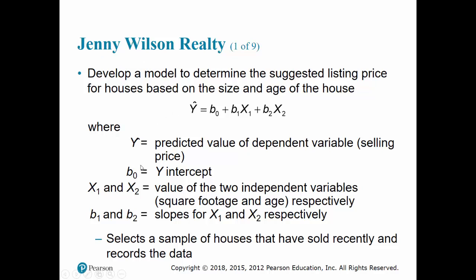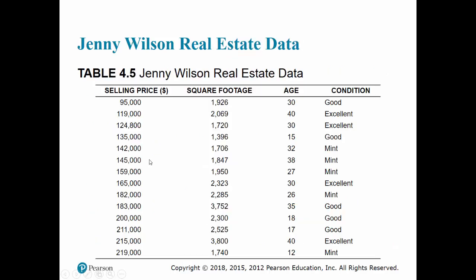And here we have the selling price of the house. That's what we want to predict. If a house comes into the market, we want to assess what the selling price for that house would be. And we're going to use three different variables: square footage, age of the house, and what condition the house is in. You'll notice that the condition is given as a non-numerical variable, so this has to be dealt with in a particular fashion.